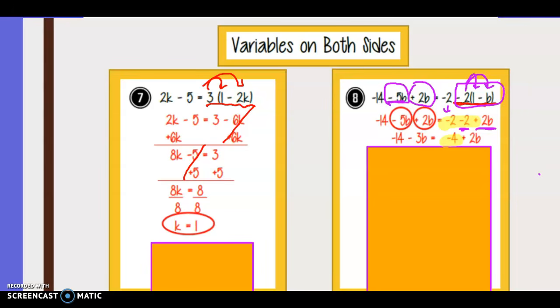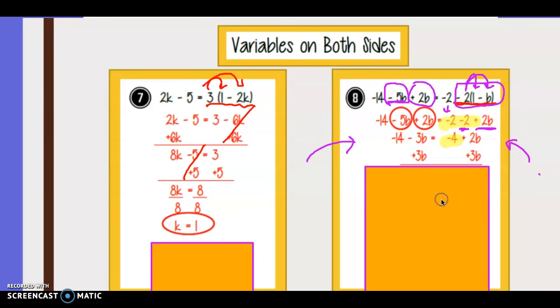Now what you need to do is move all of your variables to one side. So you have an option. You could subtract 2b and cancel the b's out here on the right side. Or you could add 3b and that would move the variables from the left side to the right. Sometimes teachers like you just to move it to the side that will keep the variable positive. It doesn't really matter. You'll get the same answer either way.